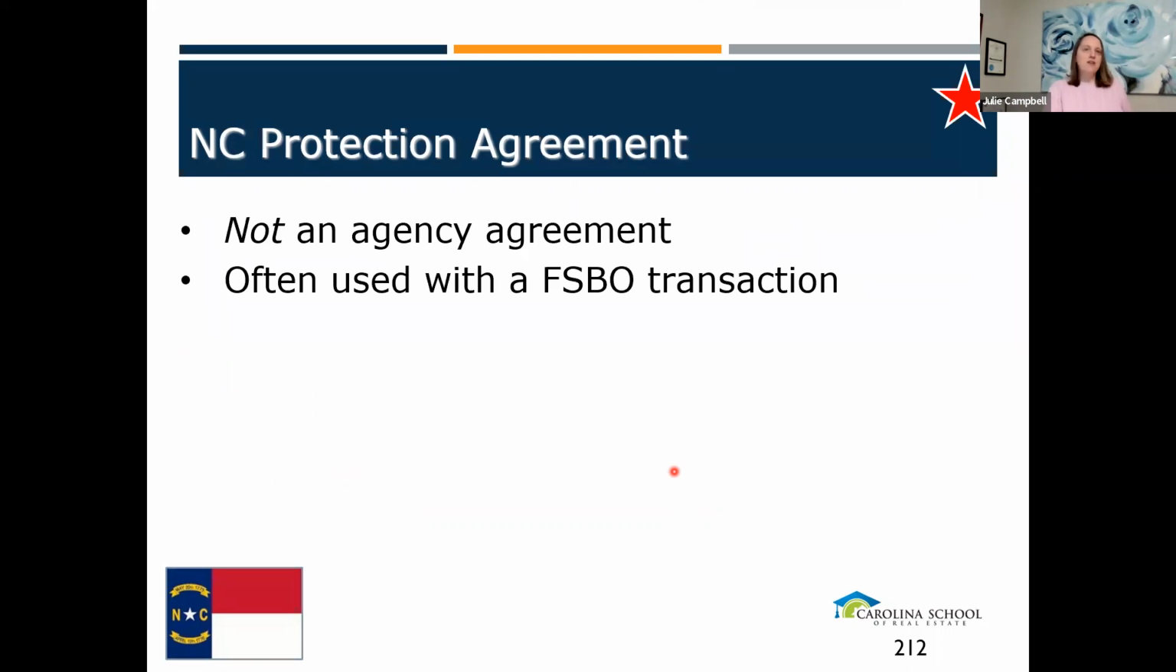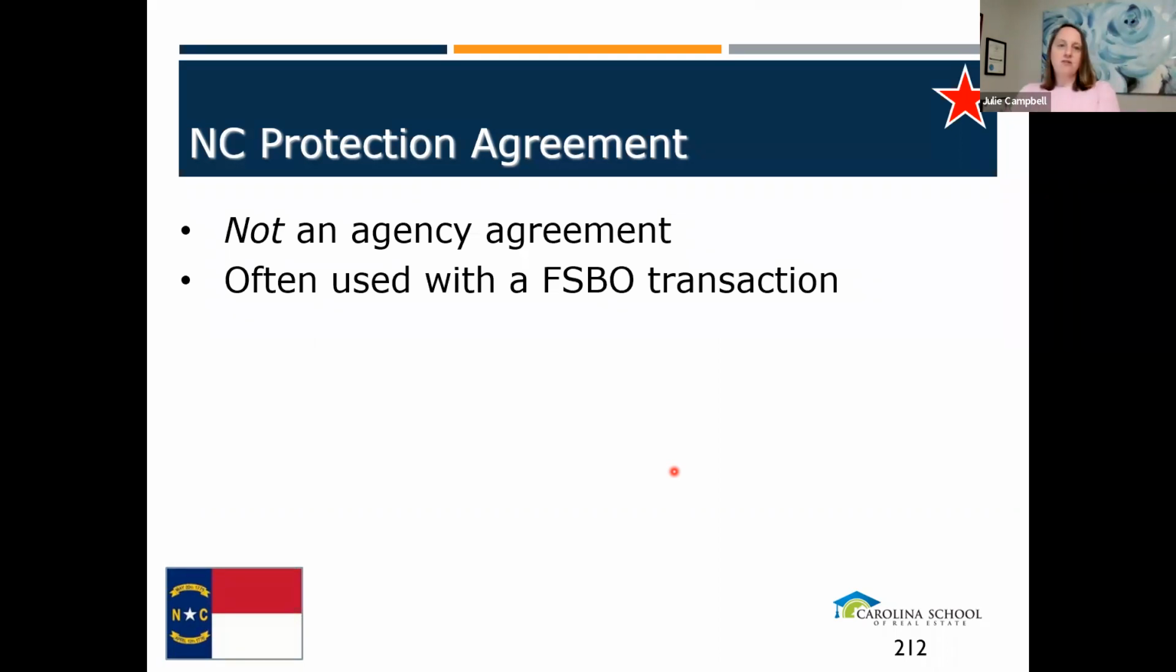I think the most common time that we would use this agreement is when you're acting as a buyer's agent and your buyer becomes interested in a for sale by owner. We will see in our buyer's agency agreement, it says that I will always ask the seller to pay my commission first. And if they can't or won't, then the buyer has to. But I tell my buyer, I'm always going to go to the seller first.